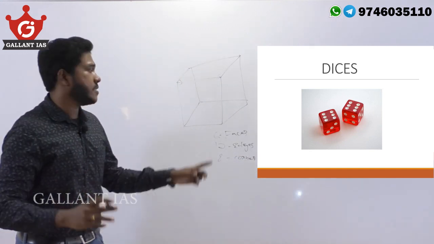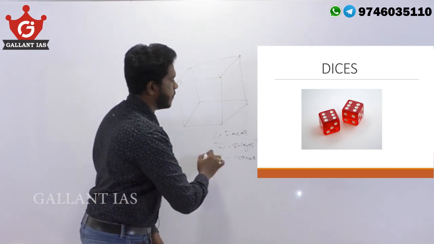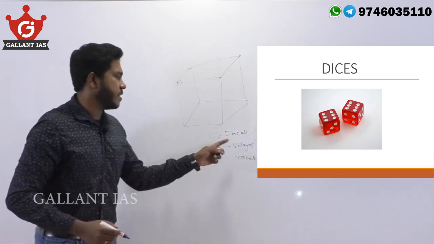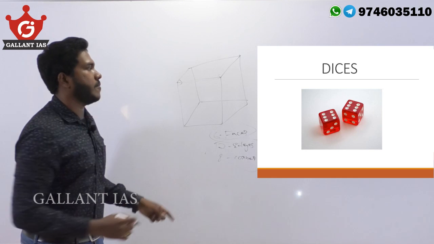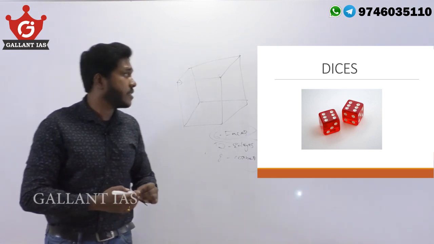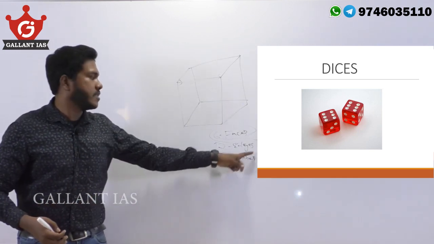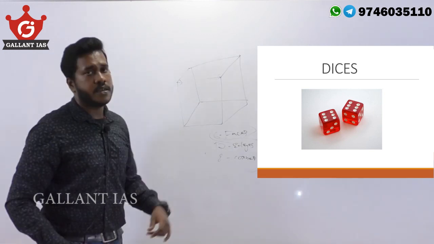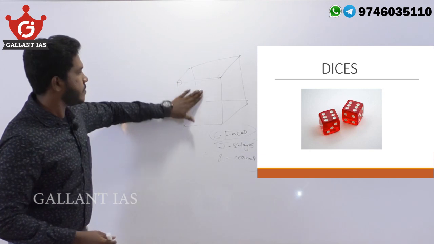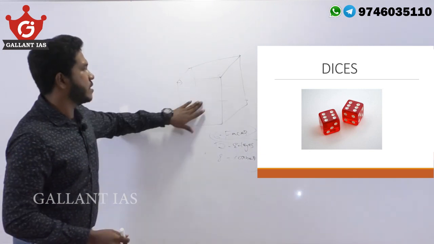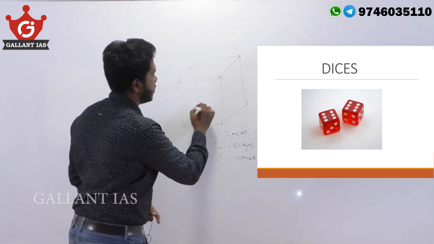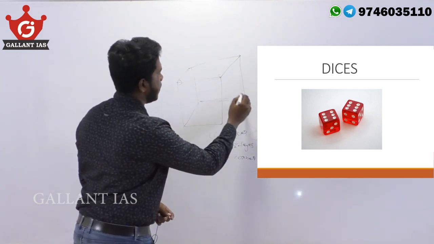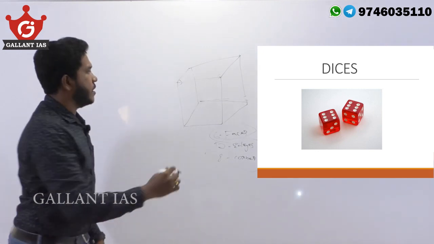As far as dice is concerned, we can neglect these two. We only need the faces. We don't need edges and corners when we are doing problems based on dice. When we are studying dices, we don't need these two features. Okay, this is what a cube is. Now I'm giving certain values to the faces of this cube.